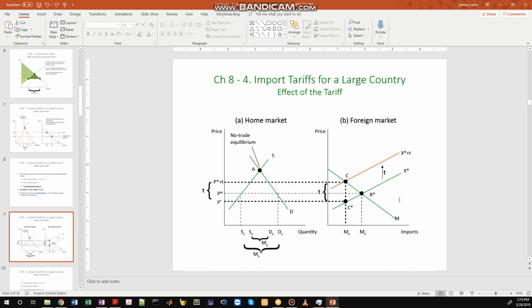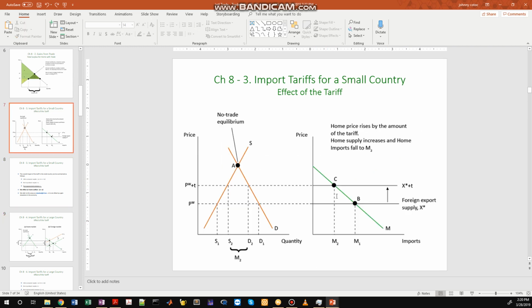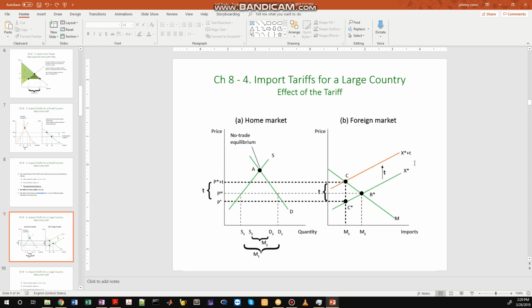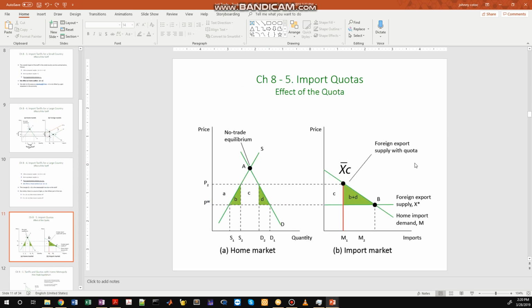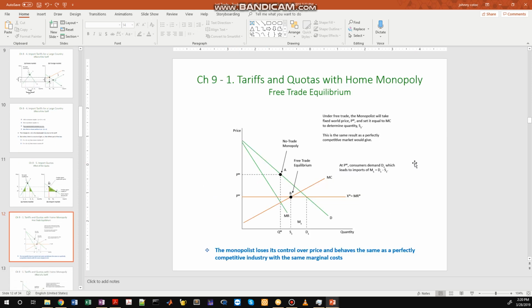Then you have a large country. Now exports and imports are both sloped: imports downward sloping, exports upward sloping. It's also important to understand how you derive these imports. Remember, imports is just the difference between supply and demand at home. And then if you go through all of them, you'll basically see how quotas work.